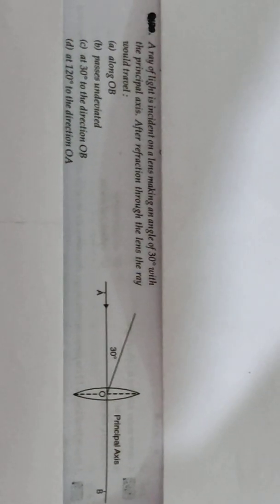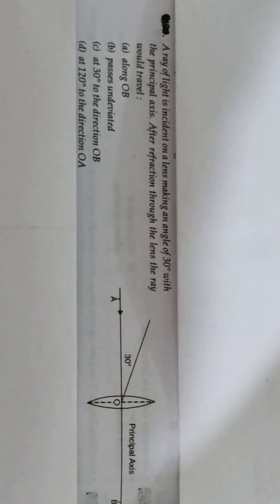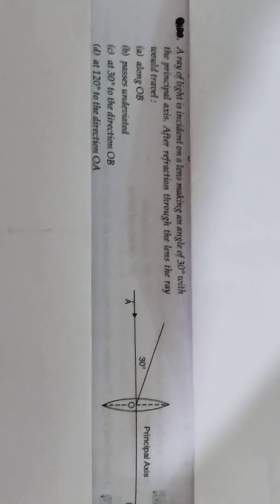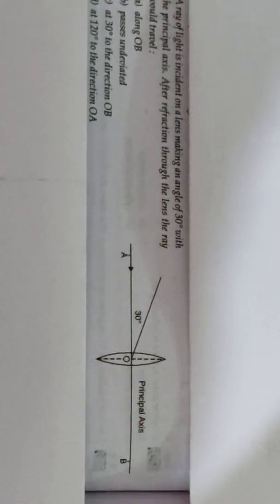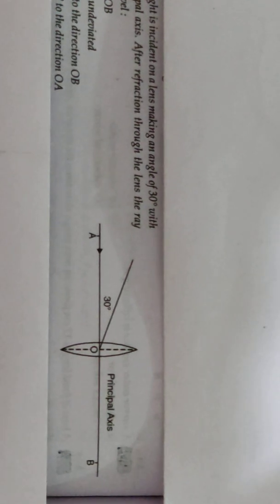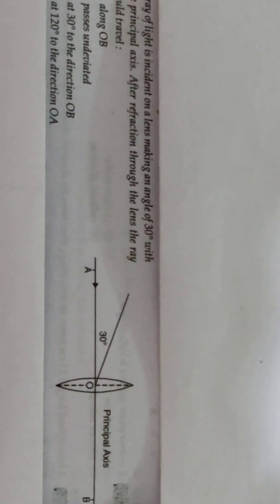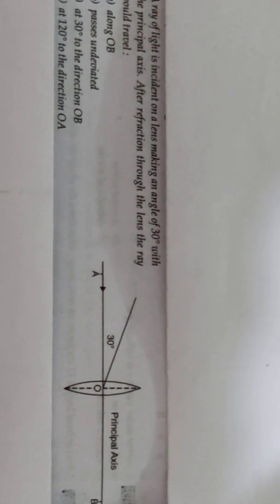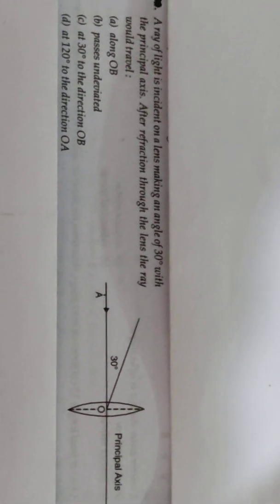Now the last MCQ for today is, a ray of light is incident on a lens making an angle of 30 degrees with the principal axis. After refraction through the lens, the ray would travel. Now look at the diagram. This is a diagram, convex lens, and the incident ray is making an angle 30 degree, and the principal axis is labeled, and we can see O is the optical center of the convex lens. Let us look at the options.